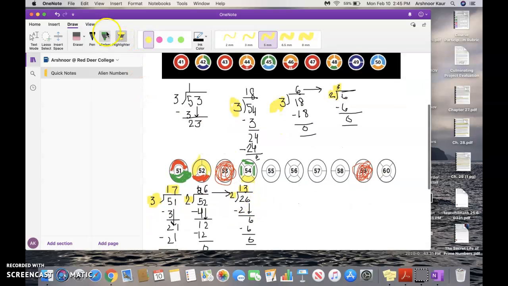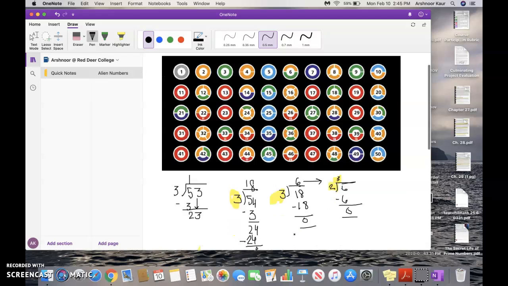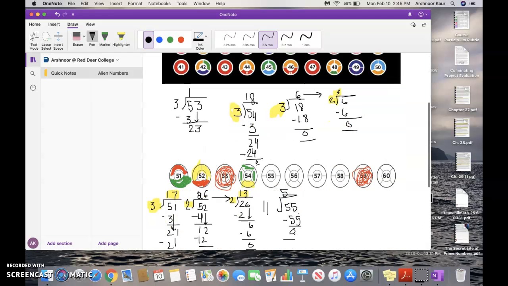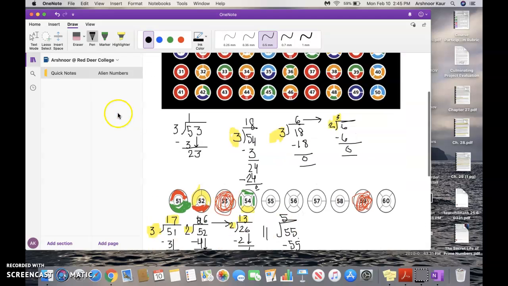Okay, 55. Well, 55 to me, when I think about it, let's try and divide by 11. 11 can go into 55 5 times, so I should be left with 0. Okay, so the numbers that I'm going to shade in are going to be red for 11 and blue for that color, which is 5.